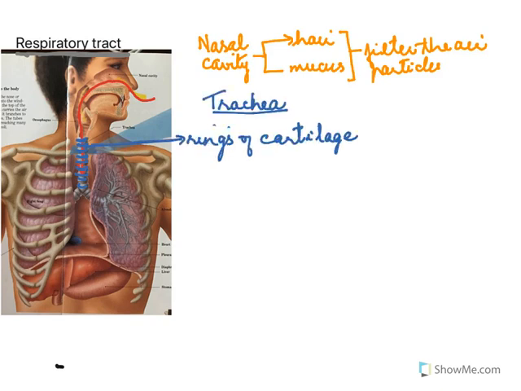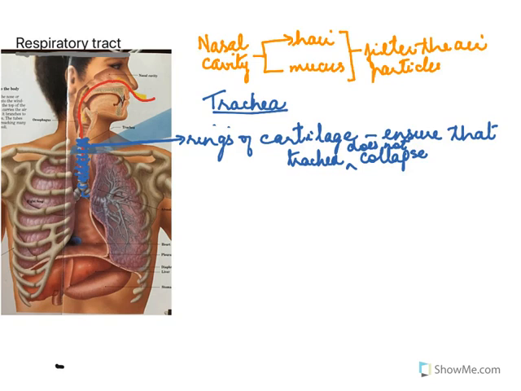These rings of cartilage which I have marked here are present in the throat and they make sure that the trachea does not collapse when there is no air in it. Remember, the trachea is not a very strong structure. As long as there is air, it remains nice and stiff, but after there is no air, it could tend to collapse. So these rings support the trachea. The function of these cartilaginous rings is to support the trachea.